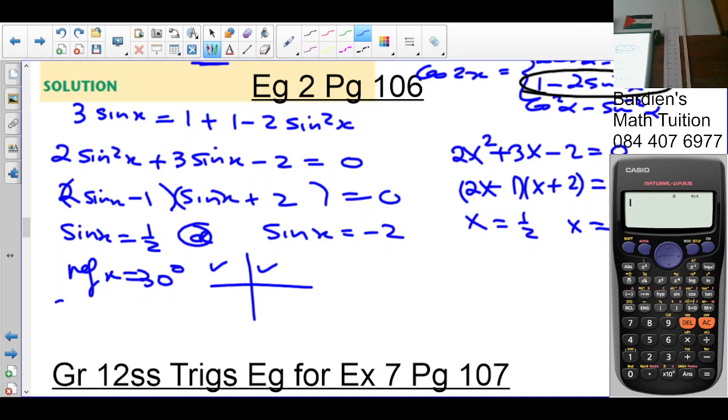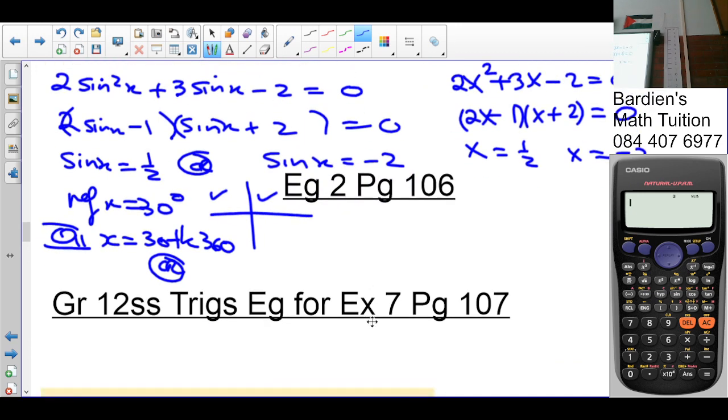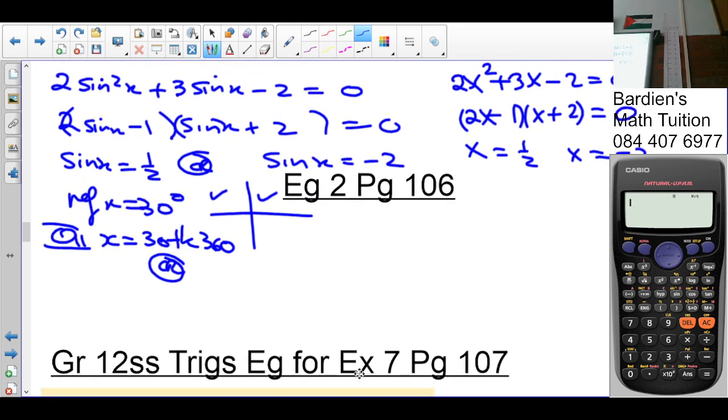How do I get quadrant 1? Just the angle. So x is equal to 30 plus k times 360. Or, how do we get quadrant 2? It's 180 minus, so x is equal to 180 minus 30 plus k times 360. So it's going to be 150 degrees plus k times 360. Okay.